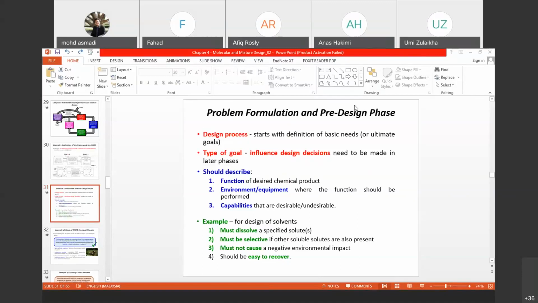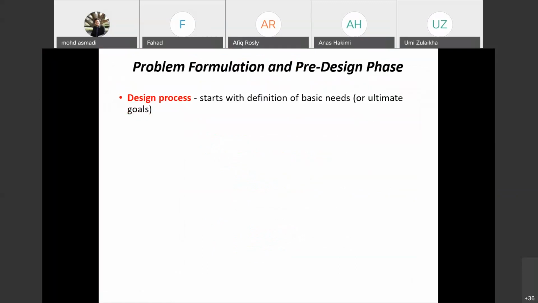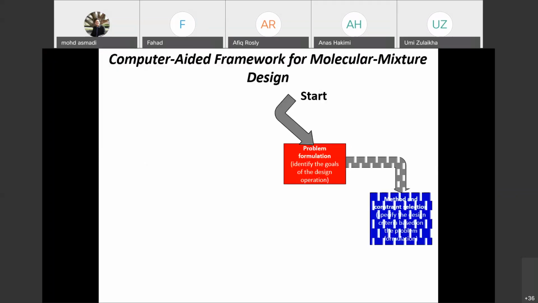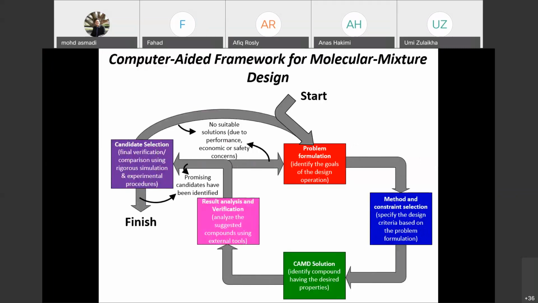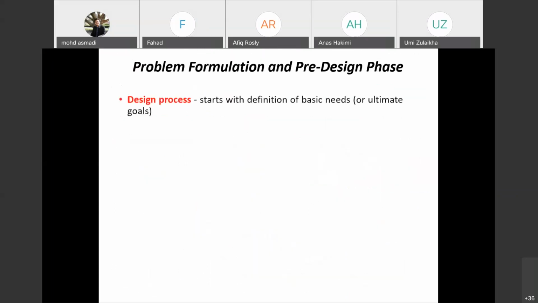Okay, continuing. Just remember this one, the 5 hierarchical steps. And then this is the example. I already explained just now. Please remember that. And then the problem formulation.